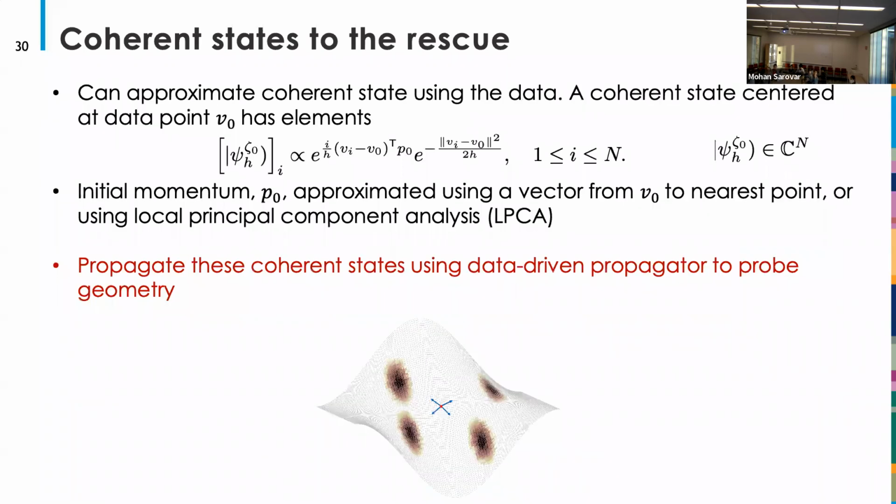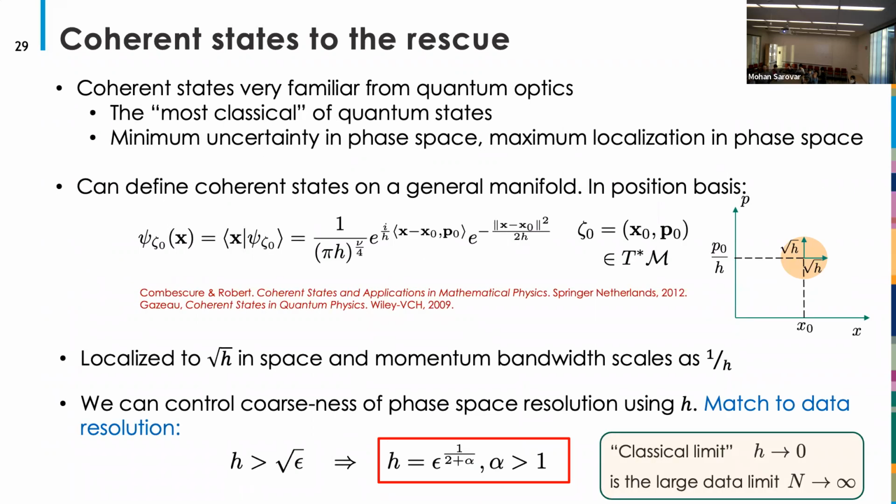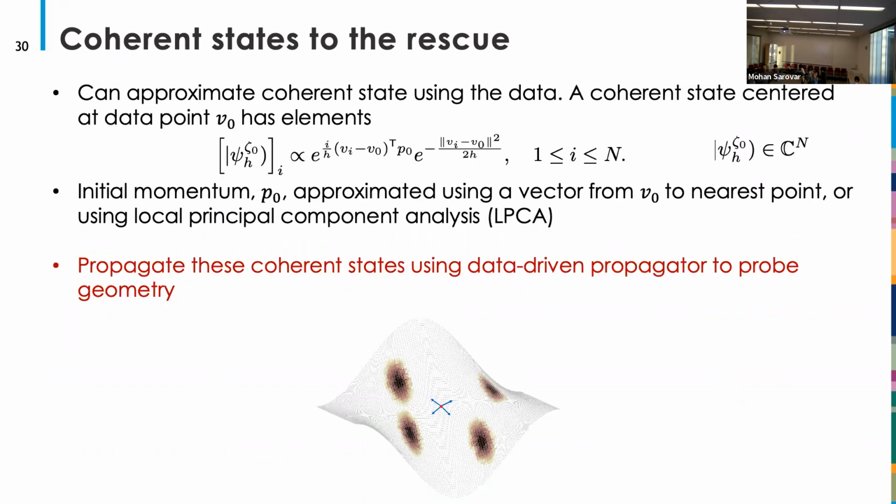So I mentioned that that's a solution. Let me show you that it works. We can construct approximate coherent states using the data again. It's a similar construction to the continuum description that I had. You approximate these things from the data.